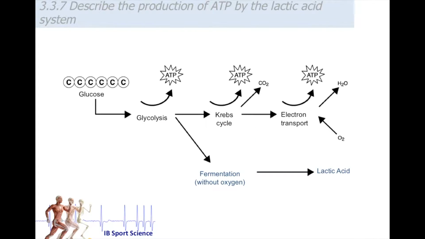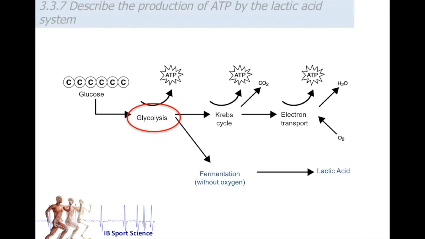So here we have a diagram of the different energy systems, and we're starting off, as you can see on the left hand side here, with glucose. Glucose is a 6-carbon sugar, as you can see from the number of different C's just here, so 6 carbons. And that's going to be important in a little bit. So the first step of this process is a process called glycolysis. And this is the breakdown of glucose into pyruvate.